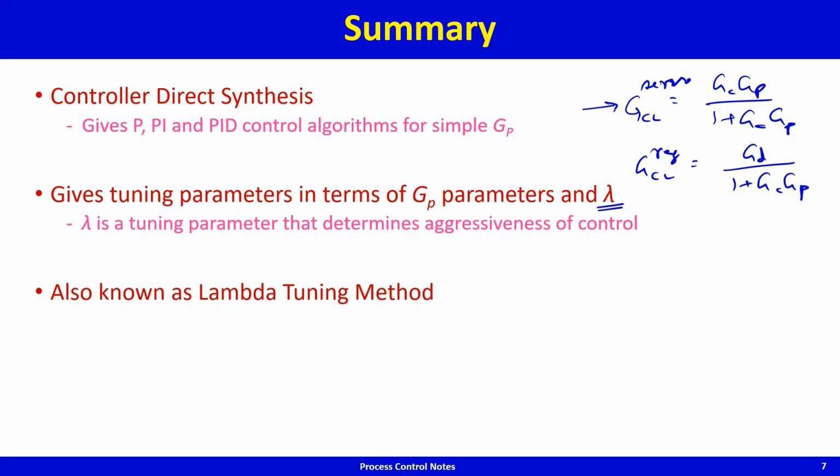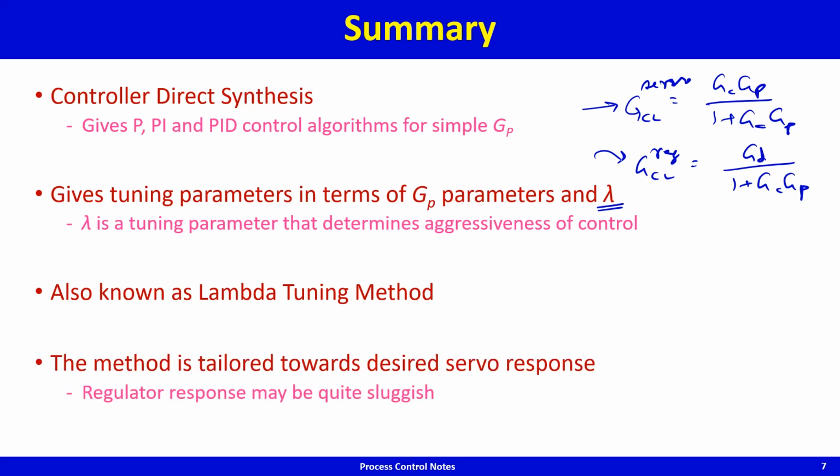But then, because the controller has not been designed for the regulator response, the regulator response can be sluggish. So the method is tailored towards desired servo response as presented. Regulator response therefore may be quite sluggish. Of course the same mindset can also be applied to this transfer function to derive control laws for good regulator responses, but then the servo response may be compromised. Both are possible. With this we come to the end of this lecture.